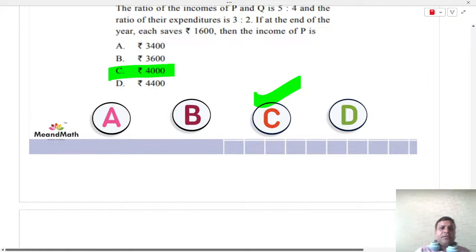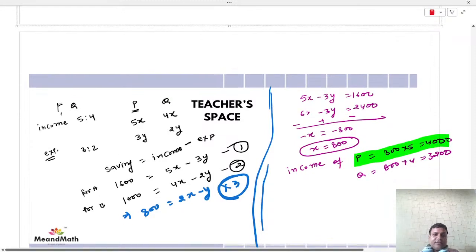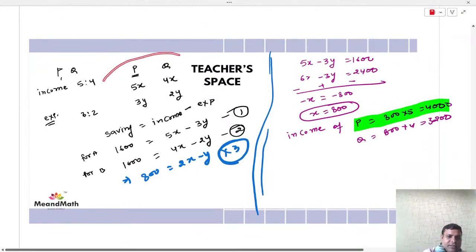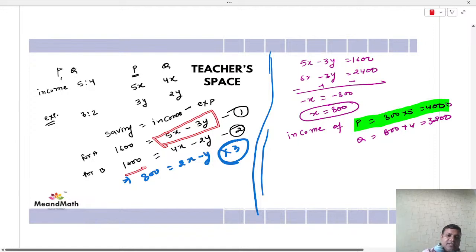I'm repeating the solution, just check it. The ratio of incomes of P and Q is 5 by 4, expenditure is 3 by 2, and savings are 1600. Now look here: this is the income of P and Q, this is the expenditure. So income minus expenditure is saving. Saving is 1600, so 5x minus 3y is 1600. The saving of B is also 1600, so 4x minus 2y is 1600. We can simplify it: 2x minus y is equal to 800.